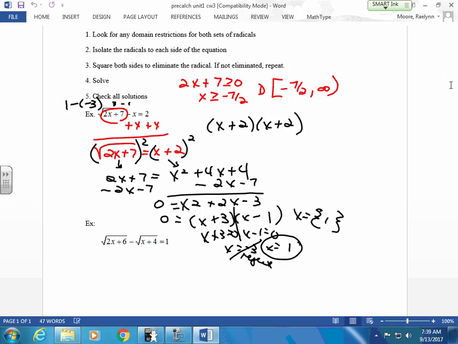Makes sense? You manipulate this radical when you square both sides. When you square it, you manipulate this radical. So you have to check your answers. Not just a domain check, an answer check. Now, according to my domain, it's good from negative 7/2, which is negative 3.5. So technically, it was within my domain. But because we manipulate this along the way, it doesn't always work.